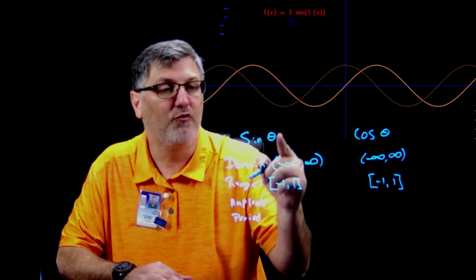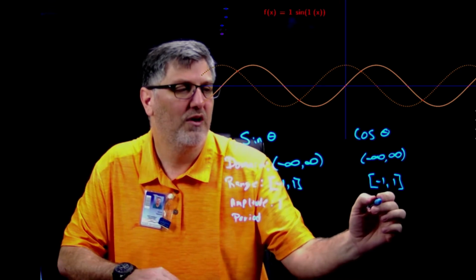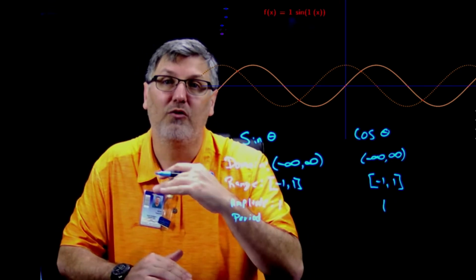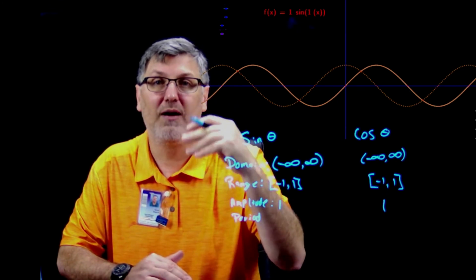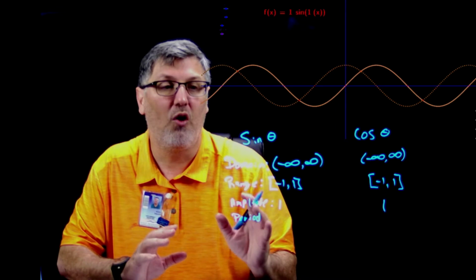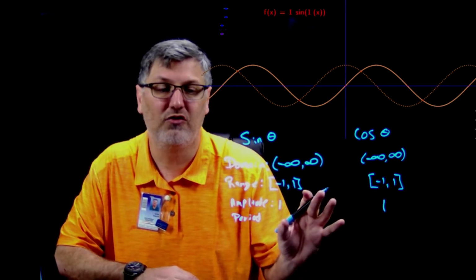My amplitude for my parent function is just going to be 1 for both of these. The amplitude is 1. And what that means is from the middle of the wave to the top or the middle of the wave to the bottom, that's going to have a distance of 1 unit on your parent functions. Now that's going to change as we start changing these equations.